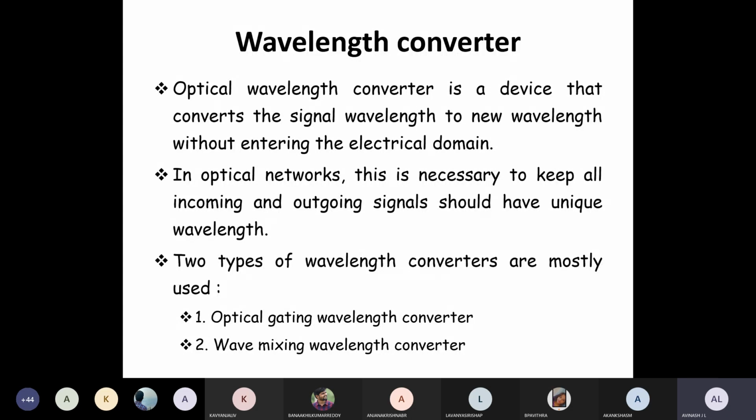Okay, so the 8x8 coupler is a derived version of the 2x2 coupler. Those are the other available types, but basically the two types of wavelength converters we are talking about are the optical gating wavelength converter, and the second one is the wave mixing wavelength converter. So please write these two things, all of you.